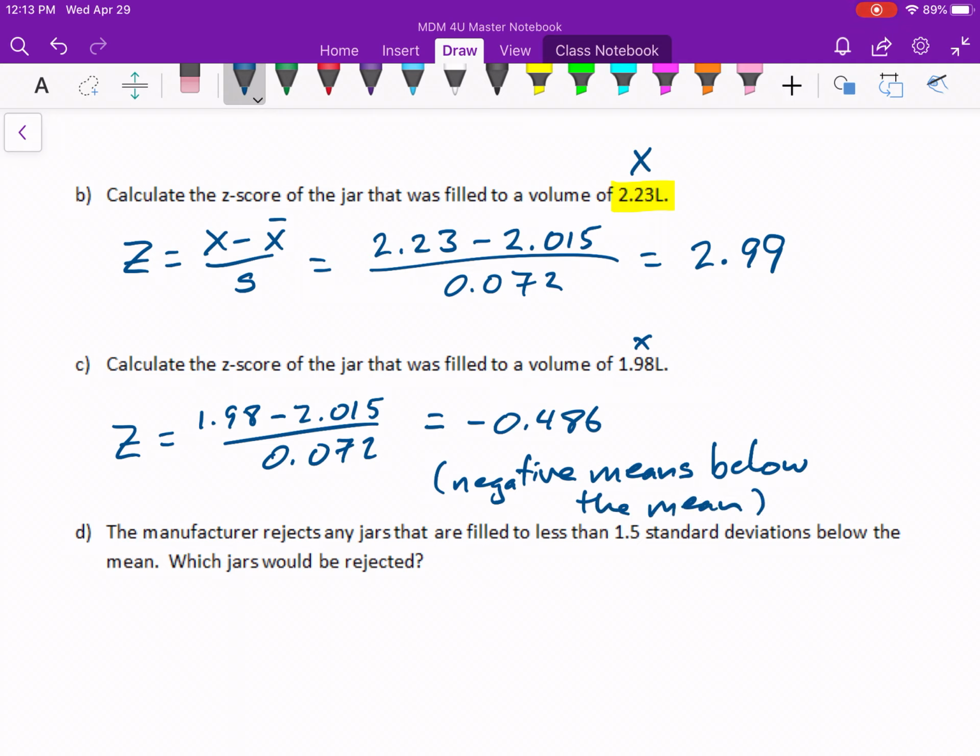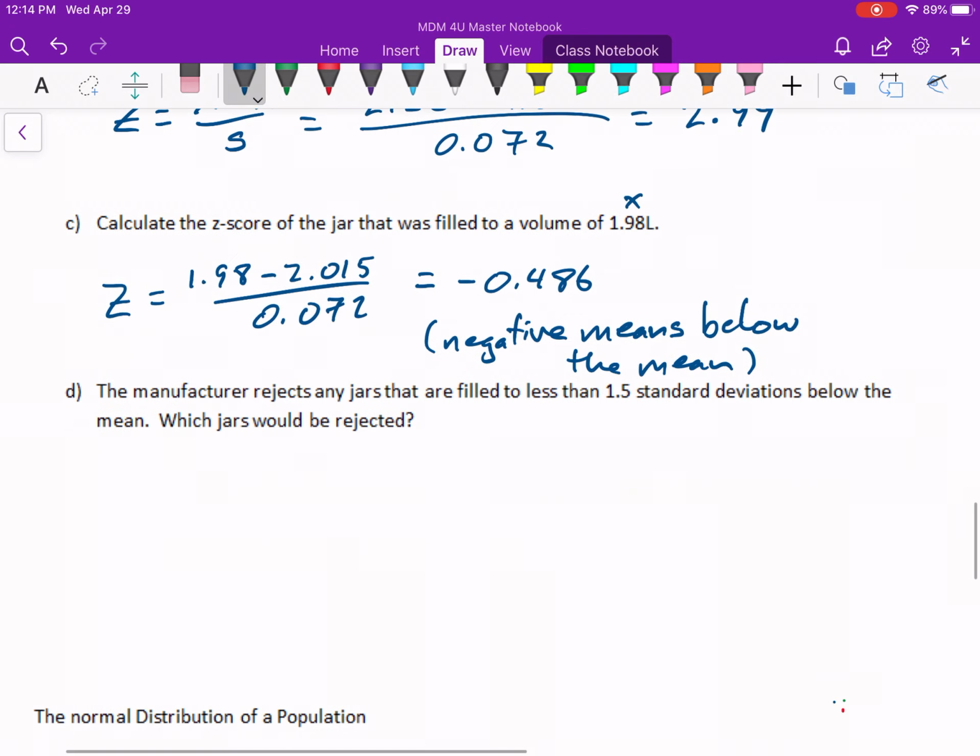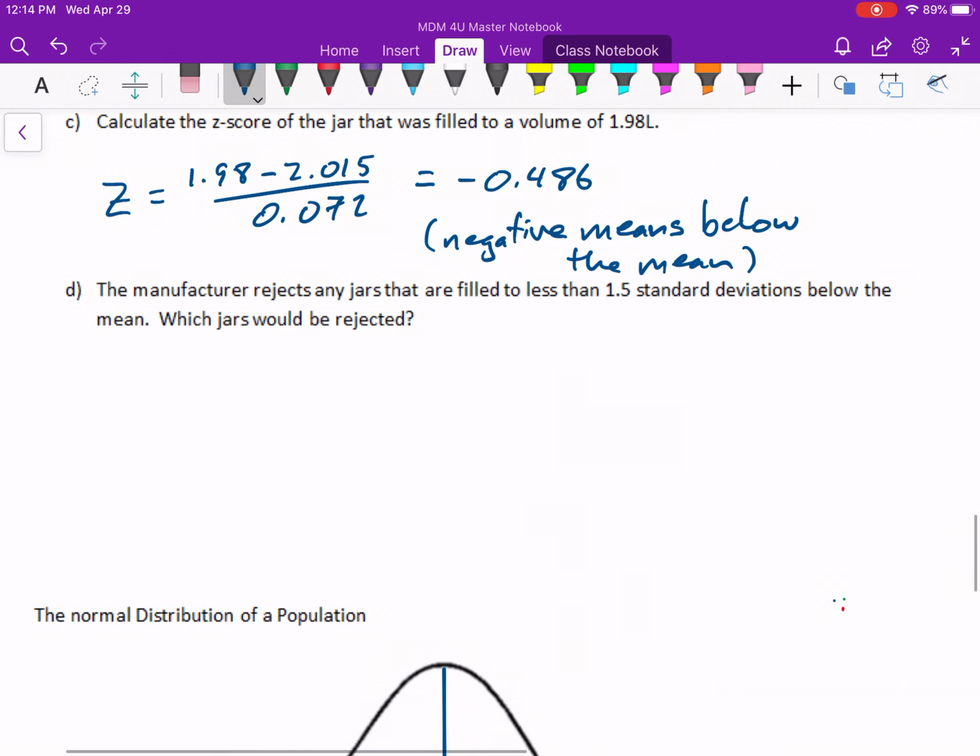So this one piece of data was about half a standard deviation less than the average. The manufacturer rejects any jars that are filled to less than 1.5 standard deviations below the mean. Which jars should be rejected?